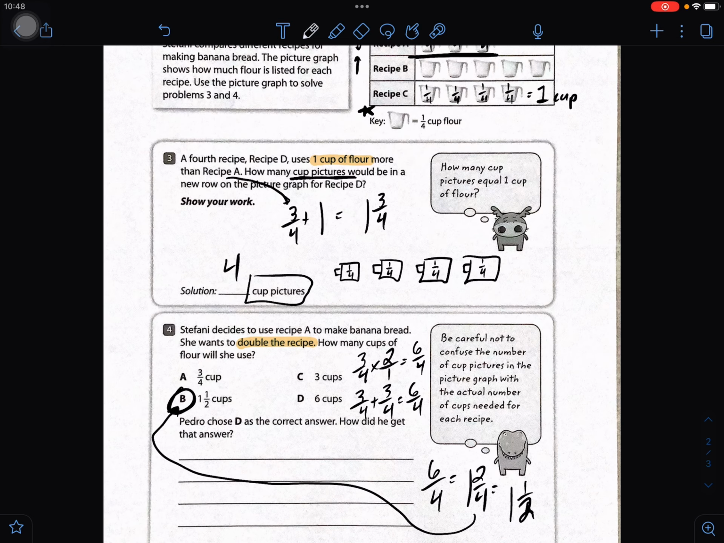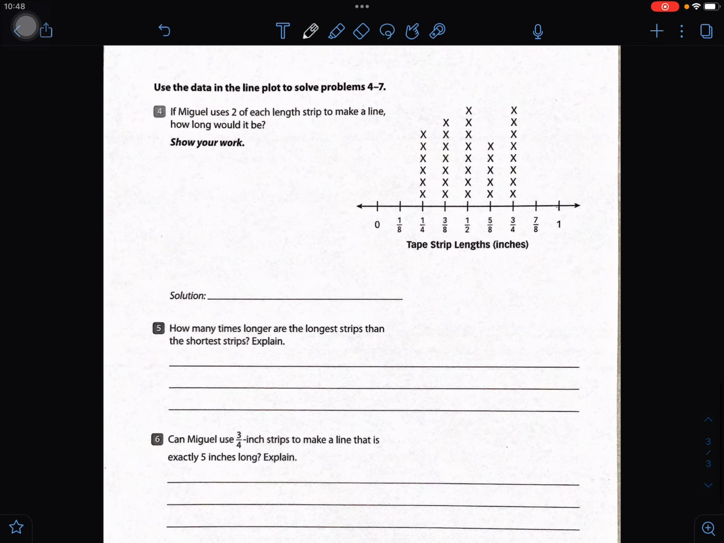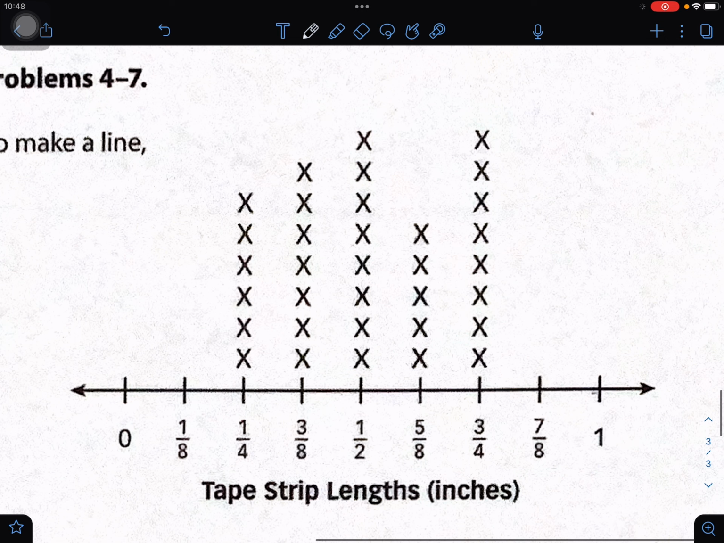All right, you're doing great. Last one. We've done pictographs, we've done bar graphs. We're going to just take a look at line plots here. So again, let's look at what's happening here. We can assume, since it's not noted, that X is going to equal 1 strip. And we can see that they're measuring some tape strips in inches.